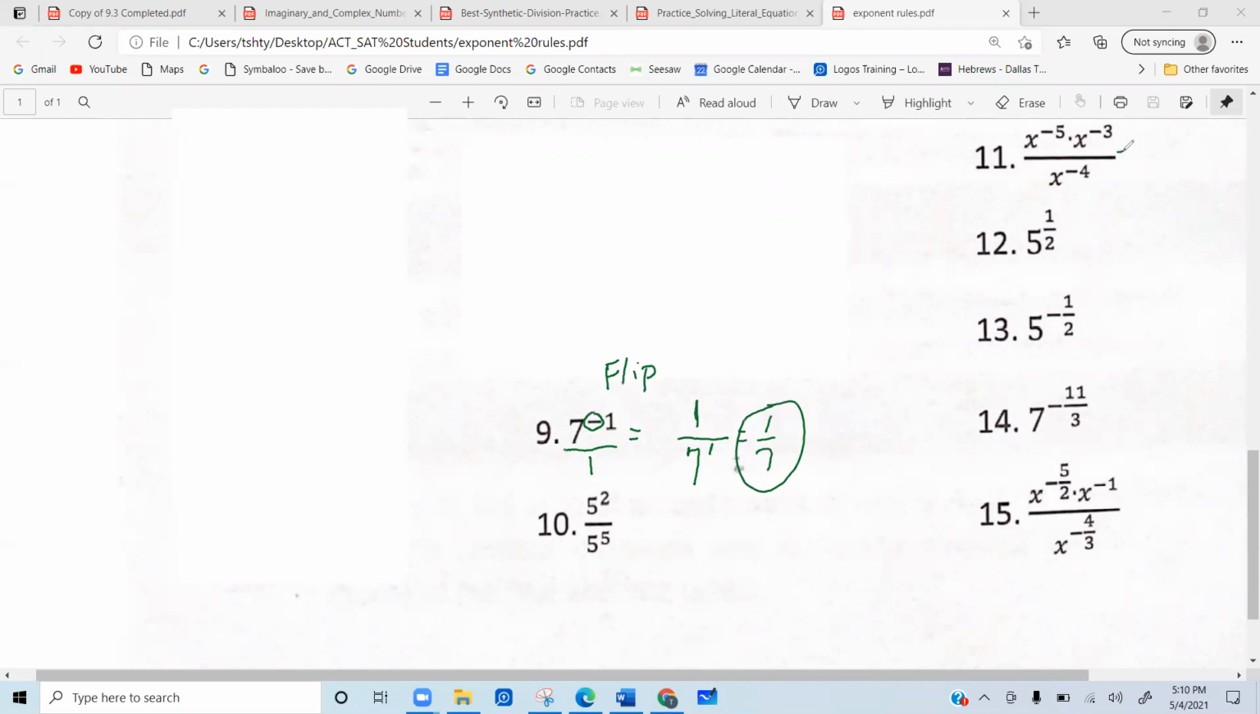And let's skip over here. So first we're going to do the rule where we add across. So when we add across, it's going to be x to the -8 over x to the -4. Then we're going to use the rule where same base, you subtract down from top to bottom. So that's going to be x to the -8 minus -4, which is really just +4. So that's x to the -4.